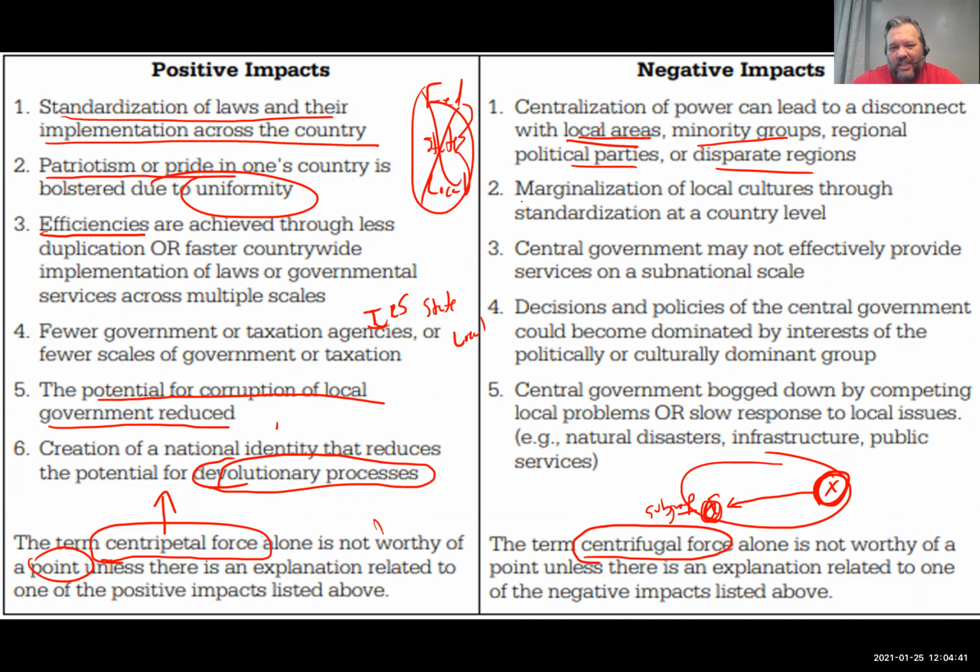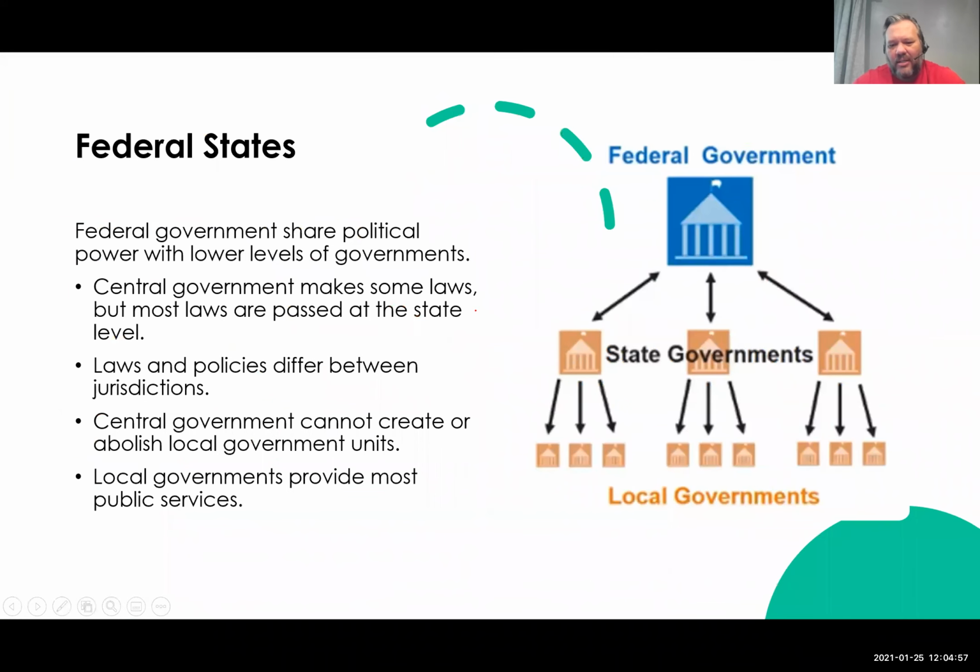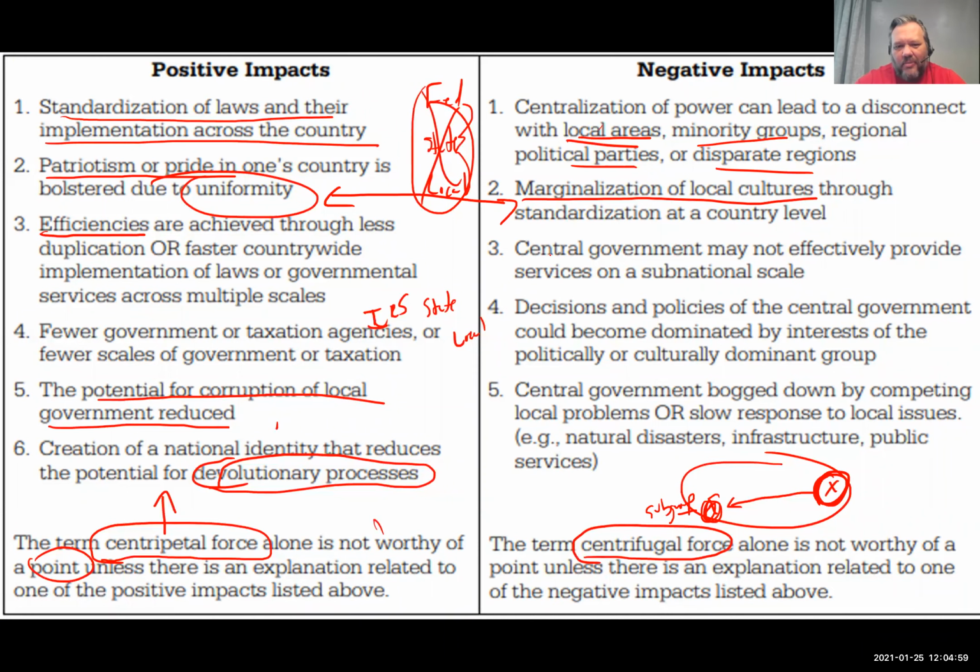And so marginalization of local culture, marginalization just means we're not going to pay as much attention to it. They become kind of outcasts. It's the same because it's more uniform. You get local cultures that are being dismissed a bit. Central government may not effectively provide services on a subnational scale. If we have a problem here in Tucson, would you rather the government in Tucson in the state of Arizona be ready to take care of it, or the national government?